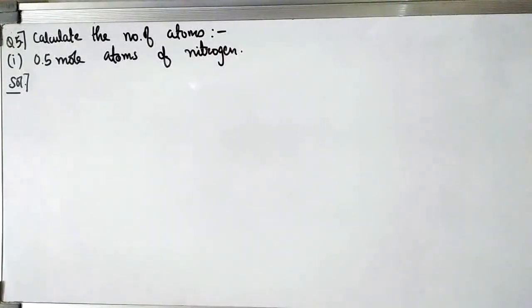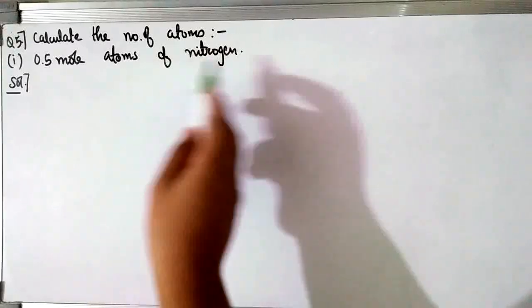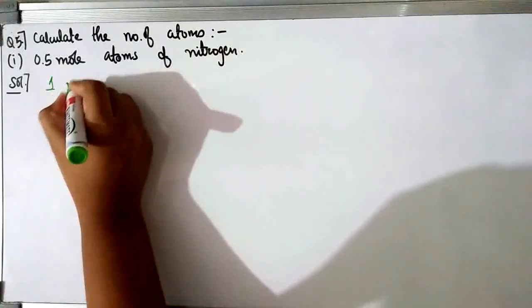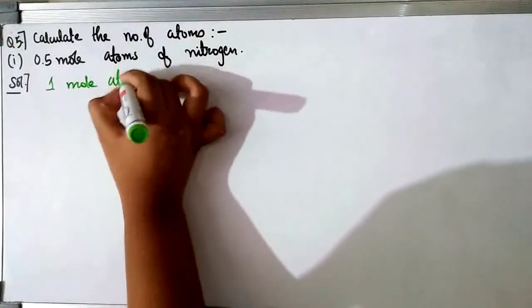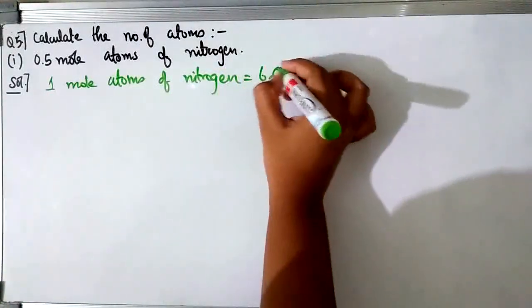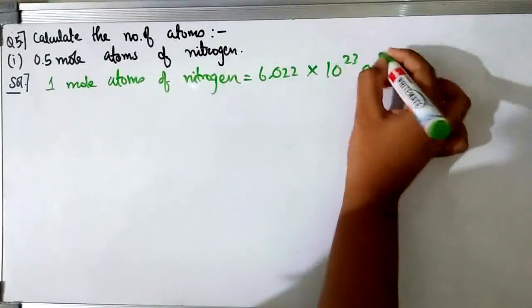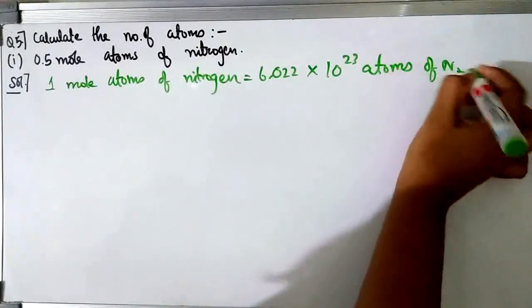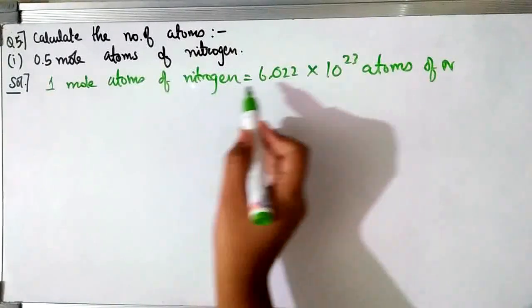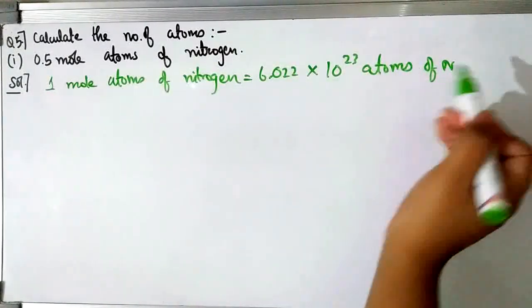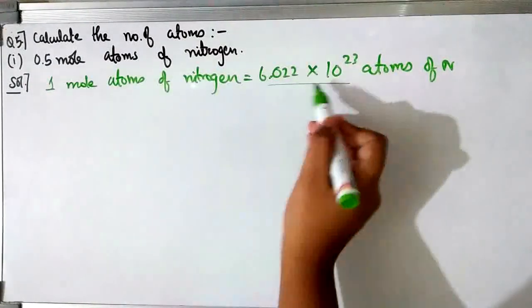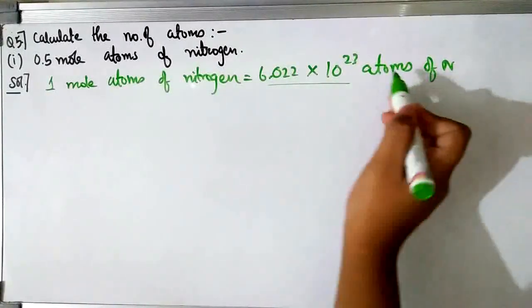So now we need to calculate the number of atoms in 0.5 mole atoms of nitrogen. So this is simple. Now we know that 1 mole atoms of nitrogen will have 6.022 into 10 to the power 23 atoms of nitrogen, because the value of 1 mole is nothing but this. This is the Avogadro number, and the value of 1 mole is this. So 1 mole atoms will contain these many atoms of nitrogen.